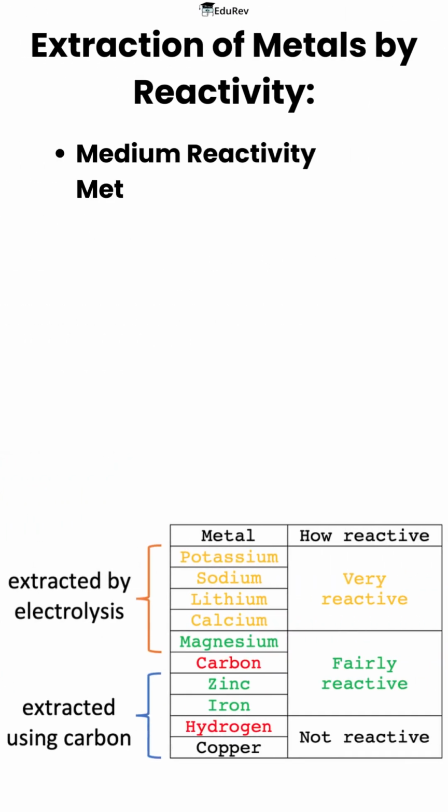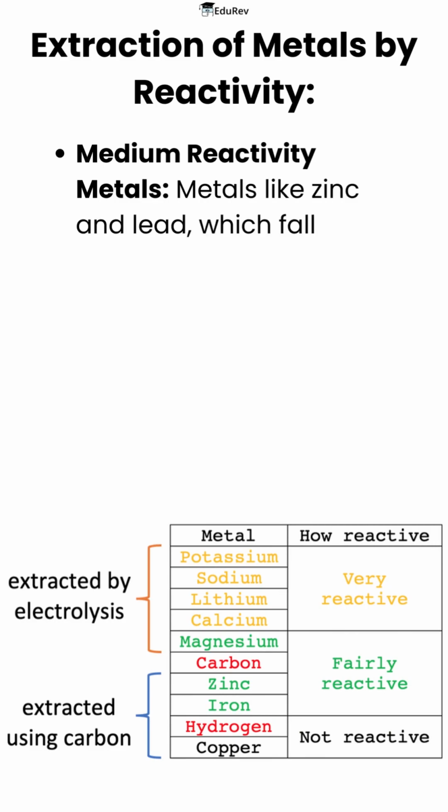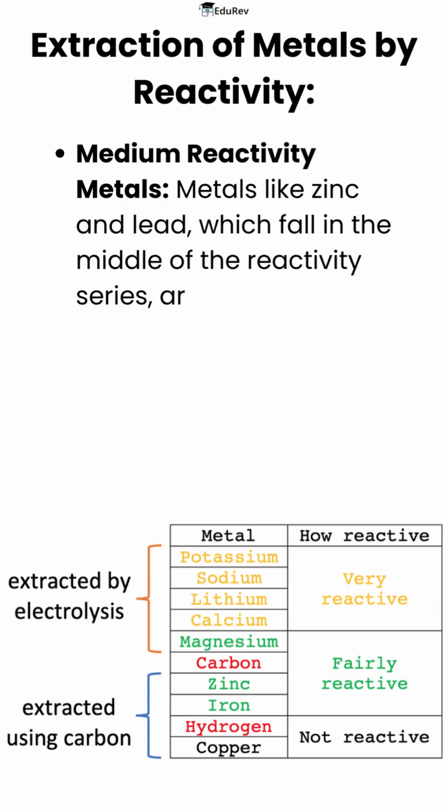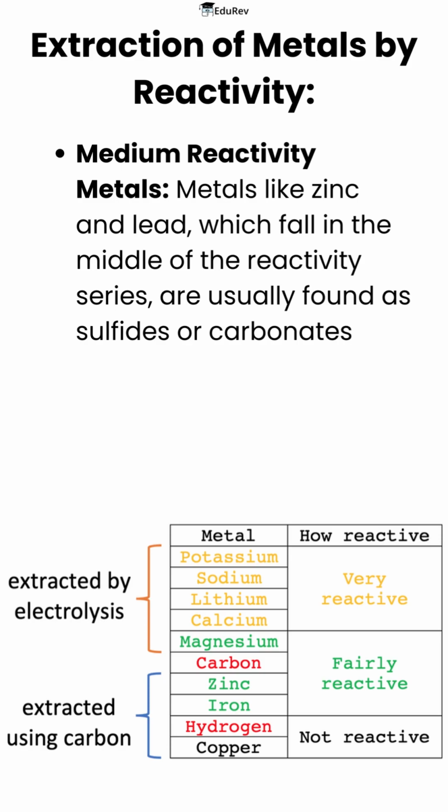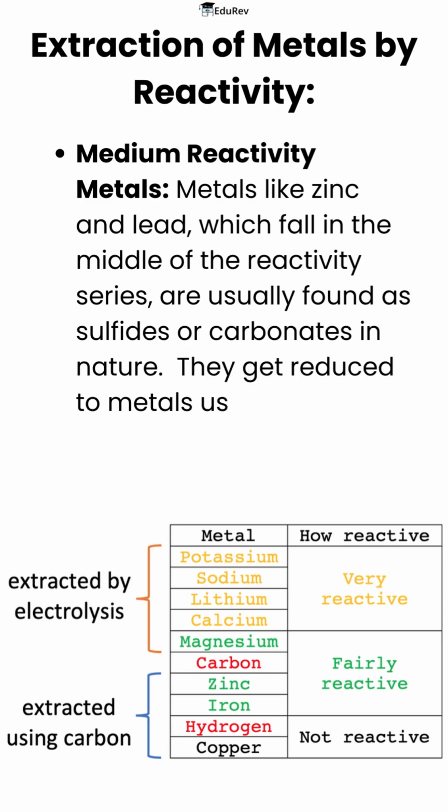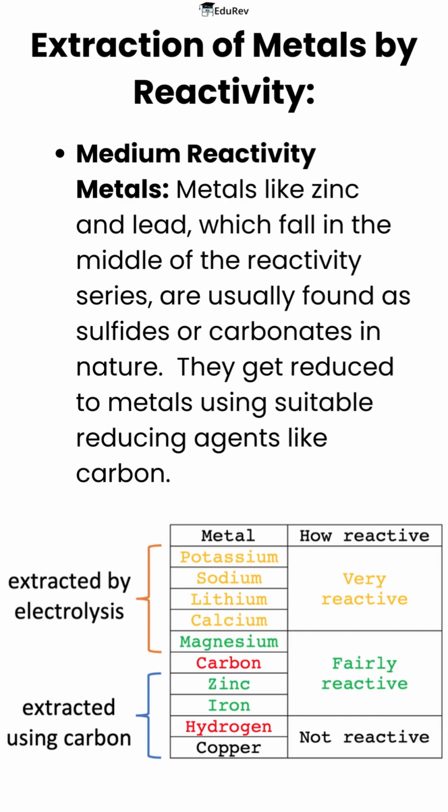Metals like zinc and lead, which fall in the middle of the reactivity series, are usually found as sulfides or carbonates in nature. They are first converted into oxides through processes like roasting, for sulfides, and calcination, for carbonates, before being reduced to metals using suitable reducing agents like carbon.